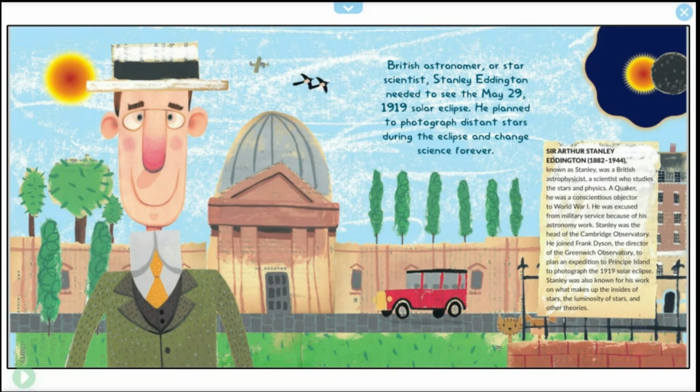He joined Frank Dyson, the director of the Greenwich Observatory, to plan an expedition to Principe Island to photograph the 1919 solar eclipse. Stanley was also known for his work on what makes up the insides of stars, the luminosity of stars, and other theories.